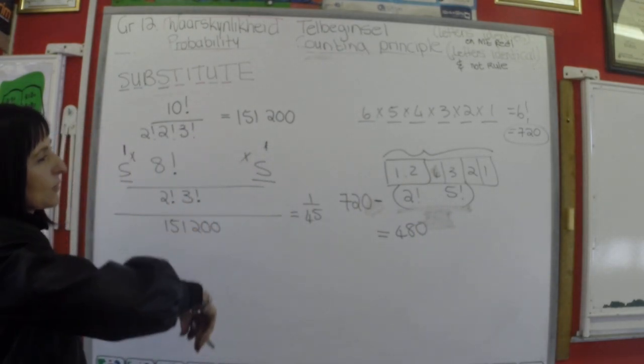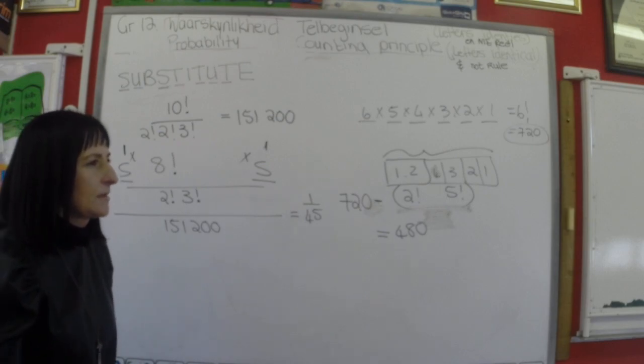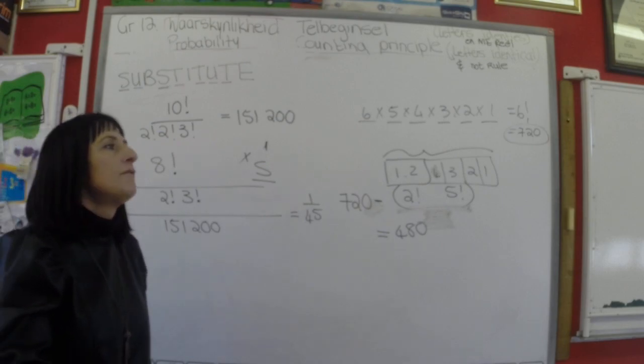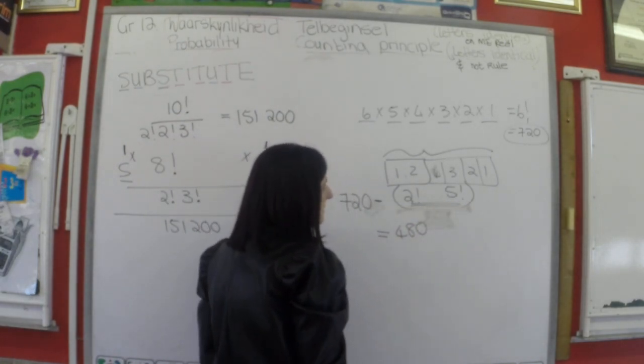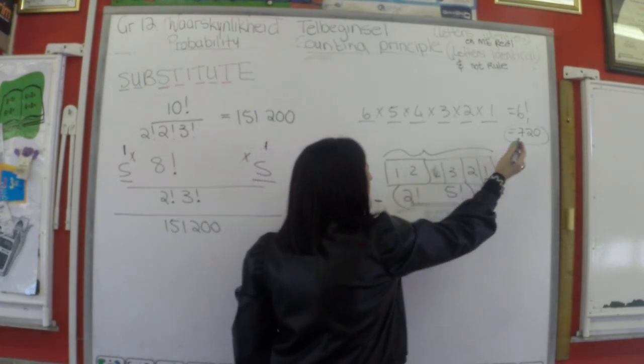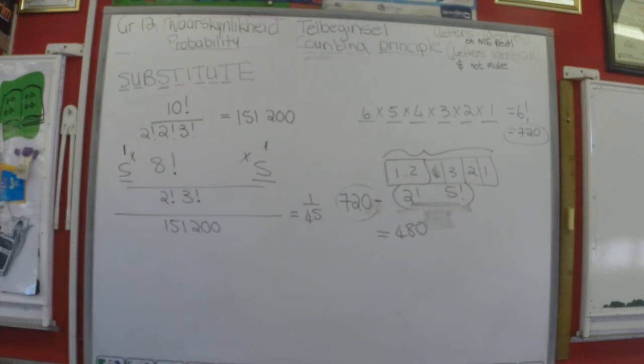So ek doen die teenoorgestelde. So ek het gesê die twee wil langs mekaar sit. En die vraag was, hulle weier om langs mekaar te sit. So ek doen die wil langs mekaar sit een, and then I subtract it from the total possible arrangements. Kom ons kyk nou nog so 'n voorbeeld.